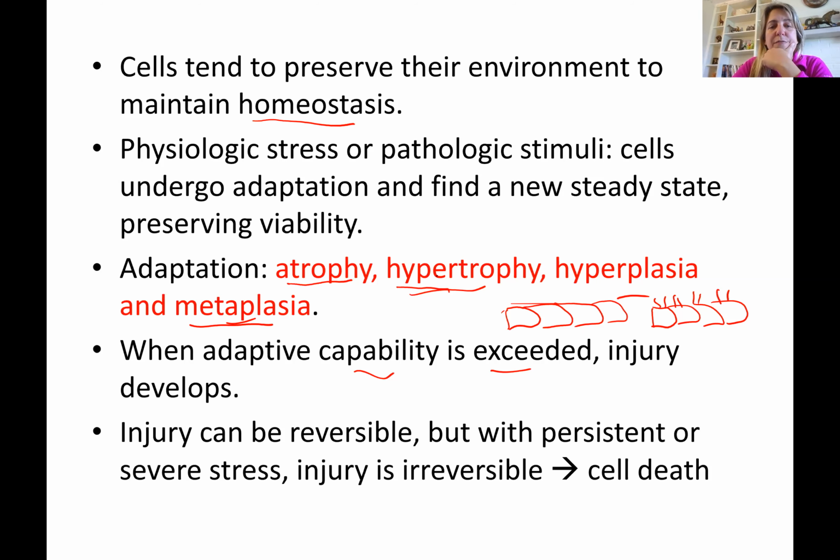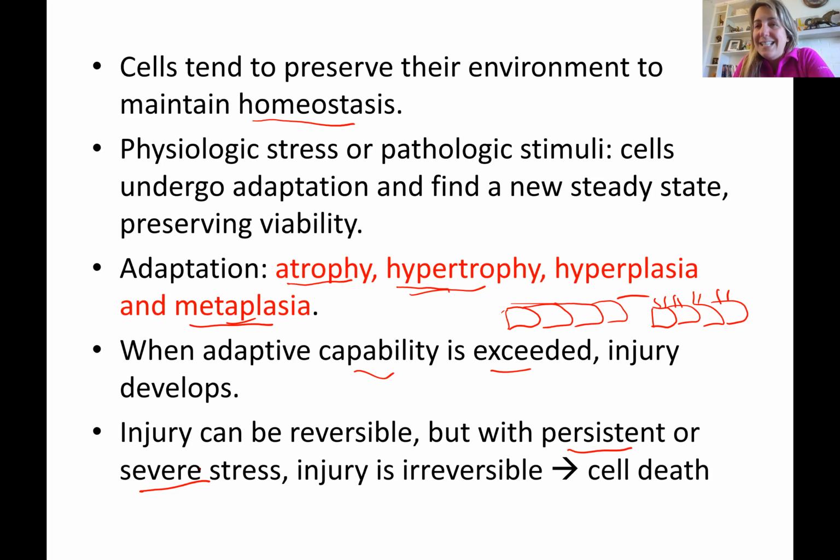Now, injury can be reversible, but with persistent or severe stress, injury is irreversible and it's going to lead to cell death. So injury can be reversible if it's mild and doesn't last very long. Just as an example for injury that can be reversible: when you drink alcohol, it is toxic to the liver and it causes a little bit of inflammation in the liver every night, but the liver is able to remove the toxins, metabolize, and move on with life.